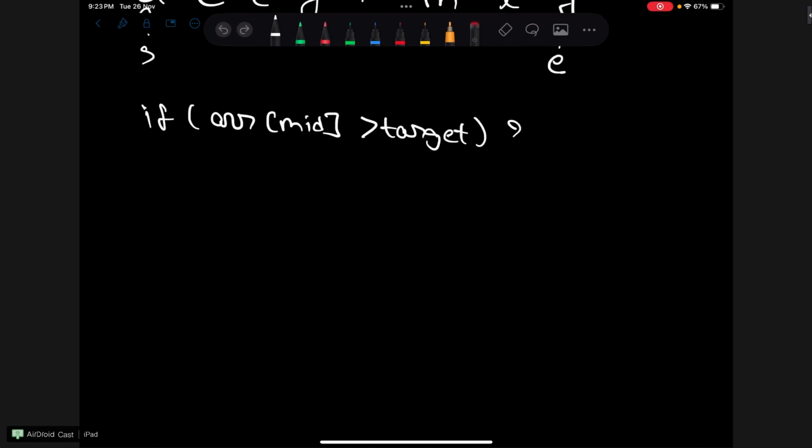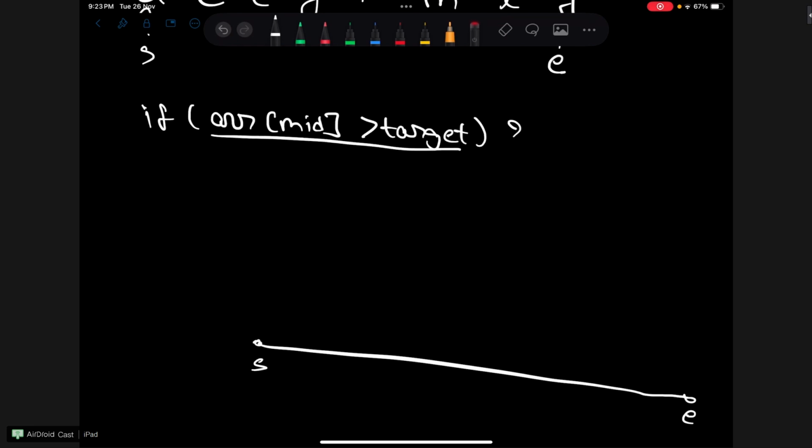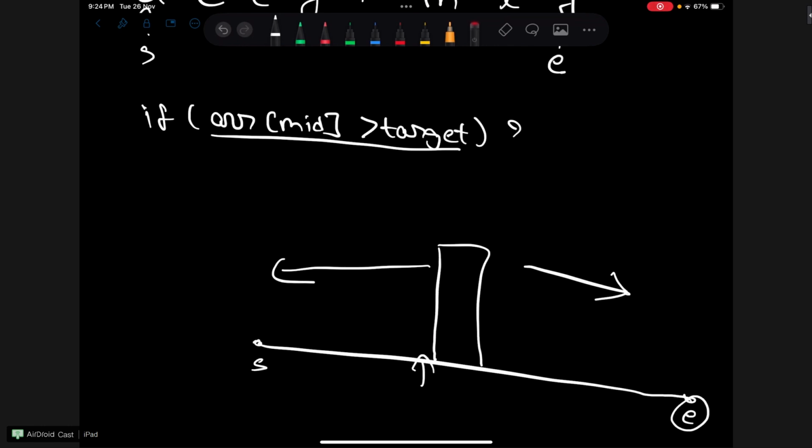Let's think of a number line, where the starting and ending indexes are set. Then we have this condition, array of mid is greater than target. So this is array of mid. It is greater than target, so the answer must lie on the left side of this mid. When we say it is greater than target, we can be sure that the element never lies on the right side of this particular array. That means we can take this end pointer and move it right here.